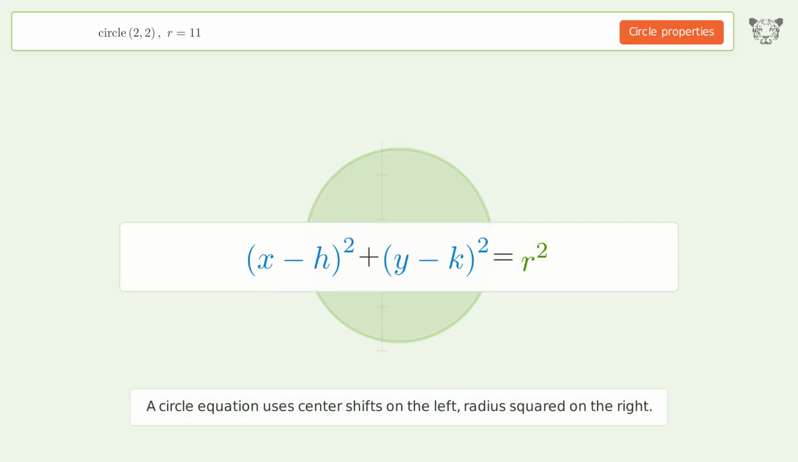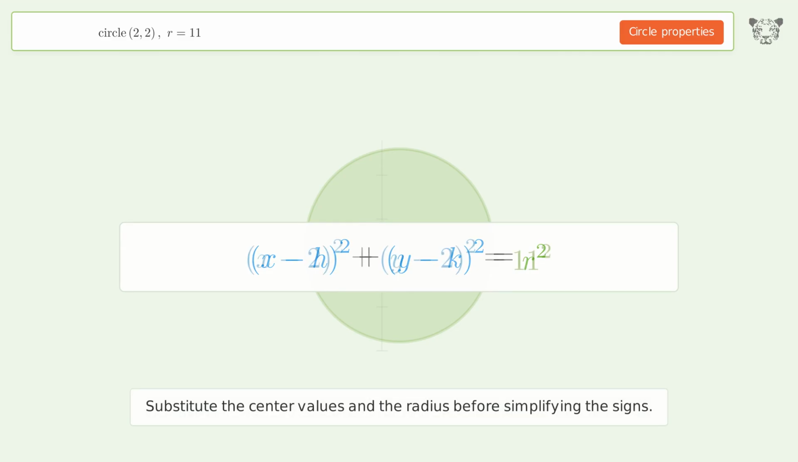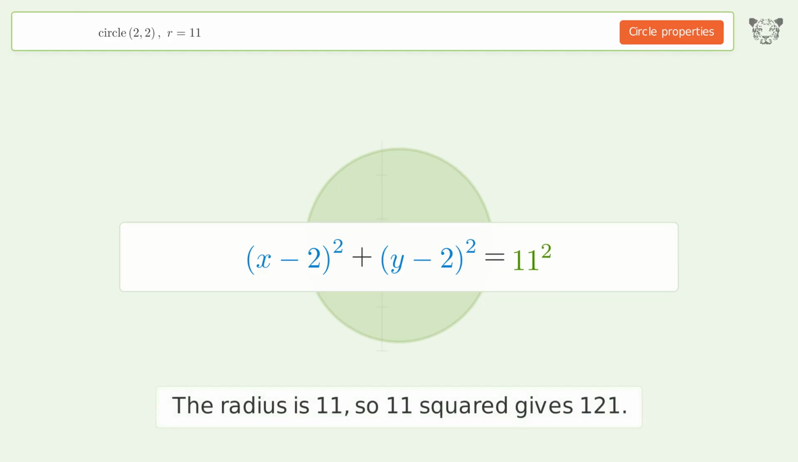A circle equation uses center shifts on the left, radius squared on the right. Substitute the center values and the radius before simplifying the signs. Now simplify the center shifts. Subtracting a negative center coordinate becomes plus. The radius is 11, so 11 squared gives 121.